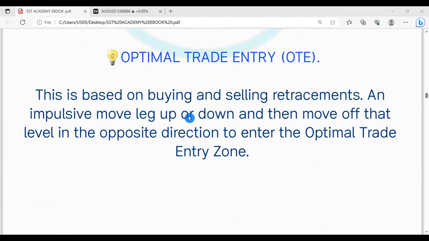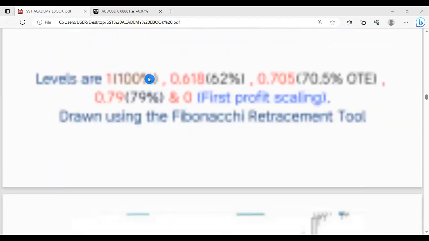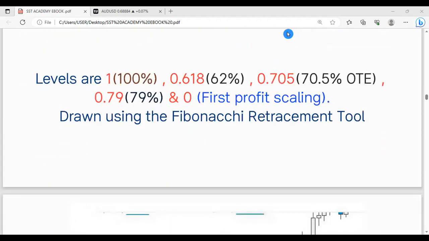Okay, these are the points where we use the Fibonacci retracement tool to draw, where we are always expecting to see a nice reaction. So those points are these ones: 0.618, 0.705, and 0.79. These are the optimal trade entry points.